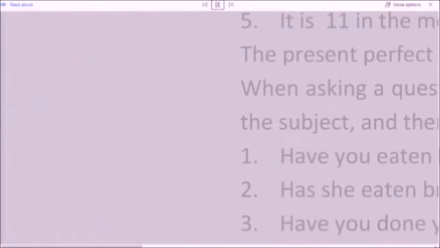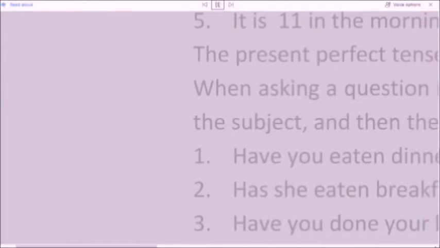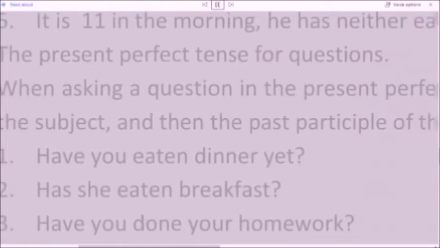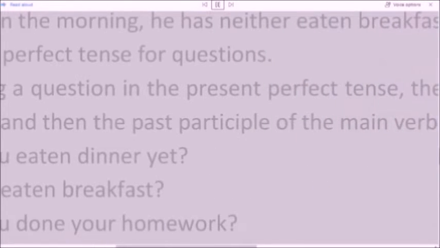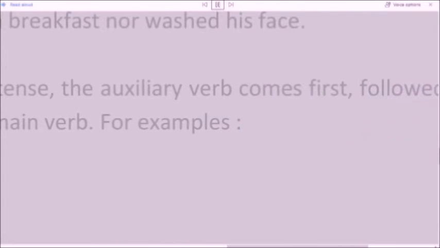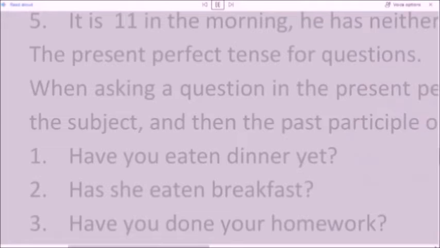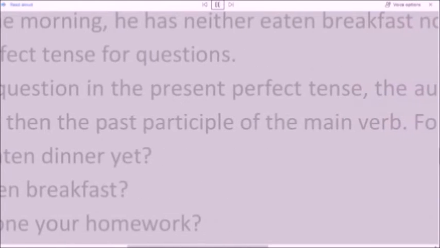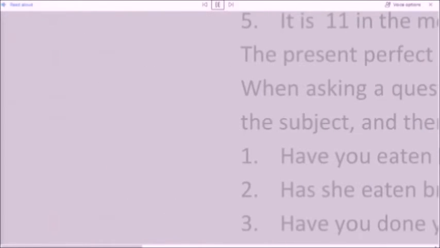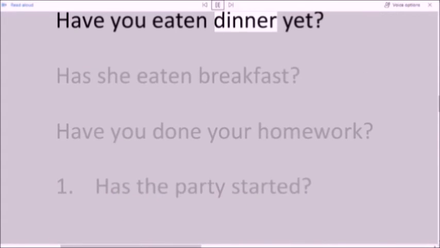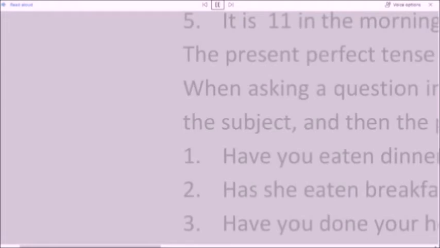The present perfect tense for questions. When asking a question in the present perfect tense, the auxiliary verb comes first, followed by the subject, and then the past participle of the main verb. For examples, 1. Have you eaten dinner yet? 2. Has she eaten breakfast?